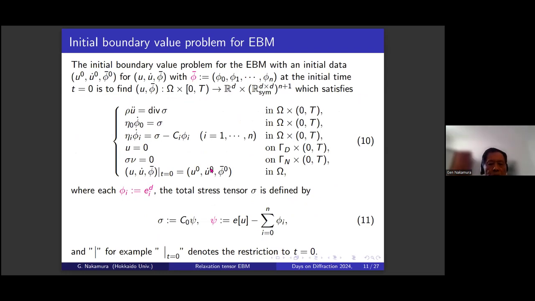So what kind of initial boundary value problem can we have for the EBM? This is the initial boundary value problem for the U and the phi bar, where phi bar is given as phi 0, phi 1, to phi n, and each phi i is the e_i of d. This is the strain of the dashpot. And then the sigma here can be expressed as C0 psi. Psi is the strain of the spring part of the Maxwell component, and psi can be given in terms of the e(u) and this phi i.